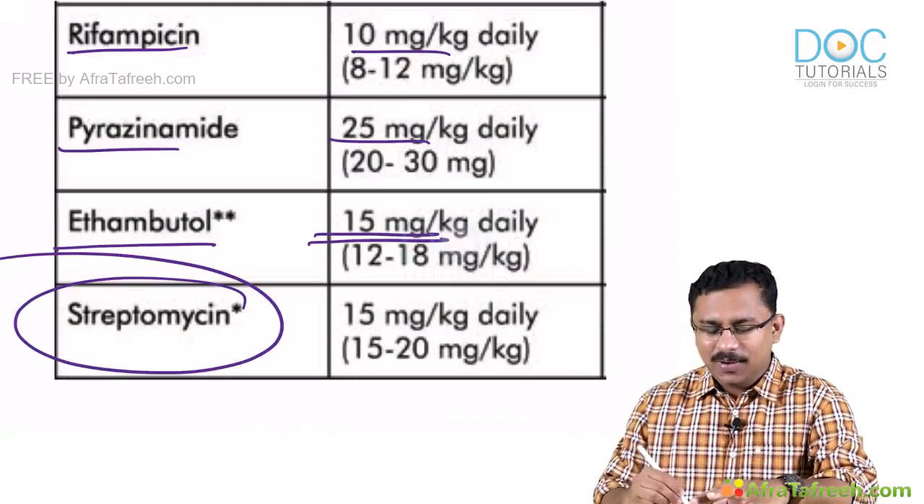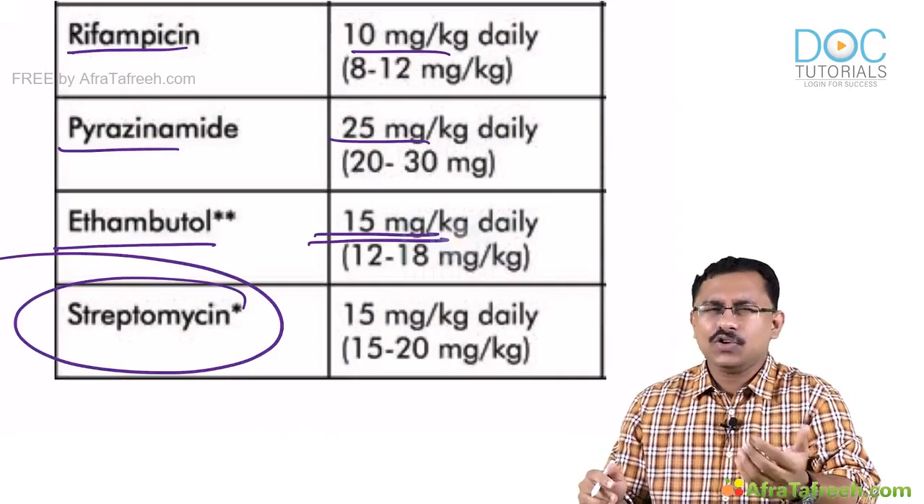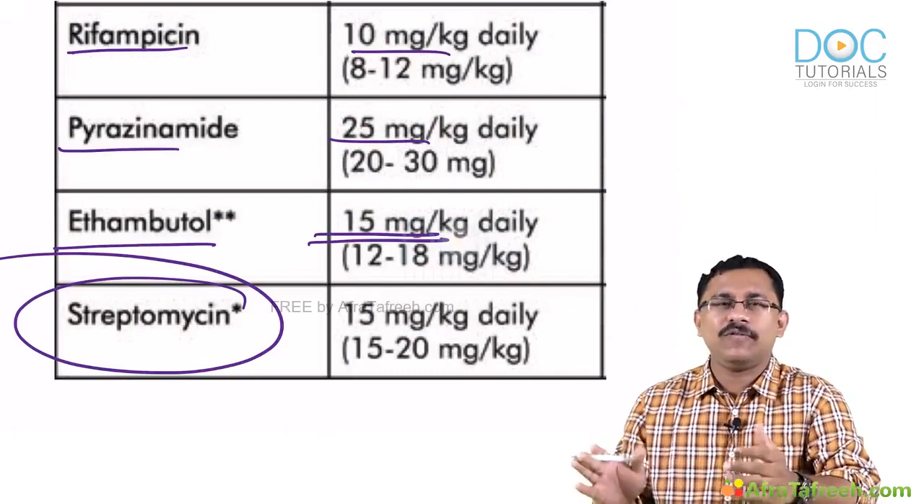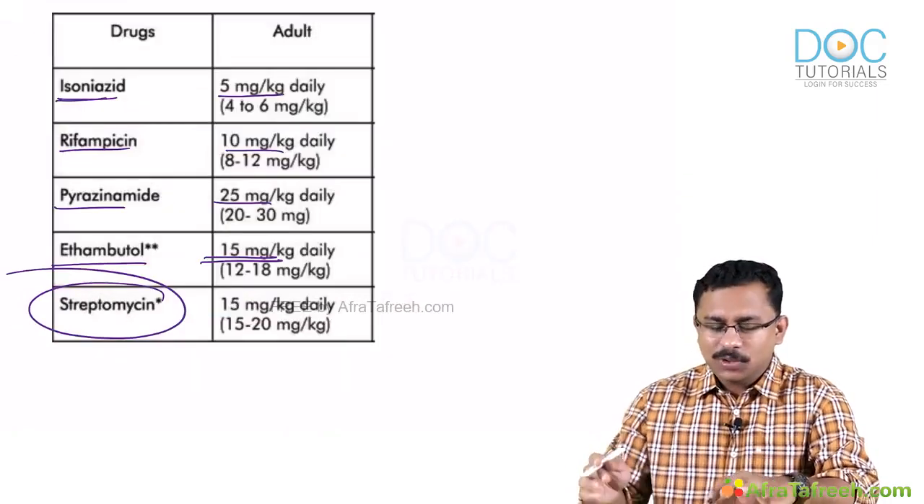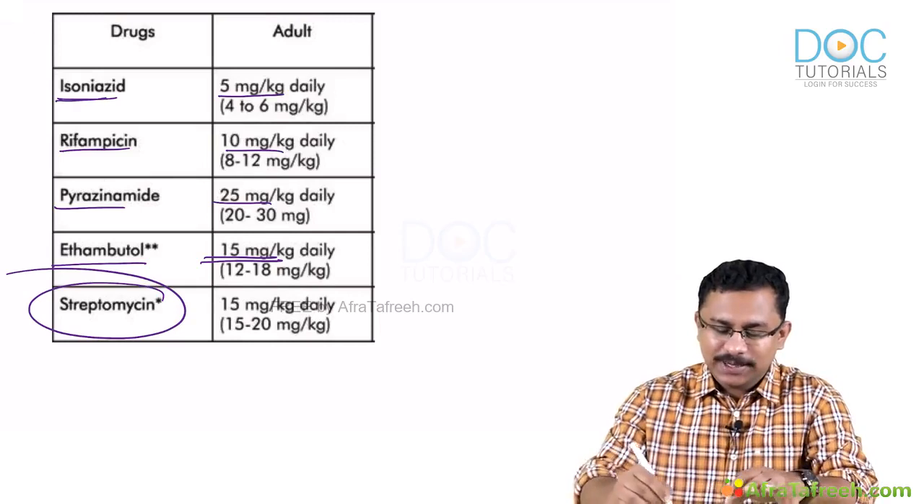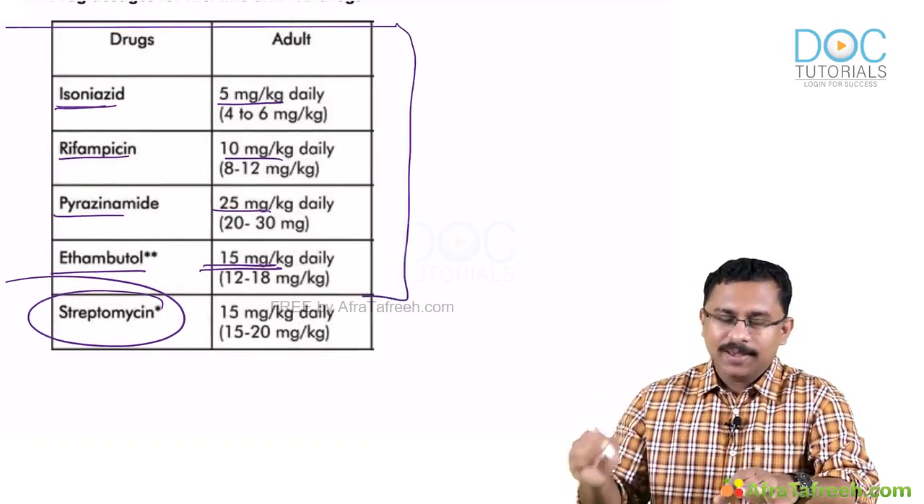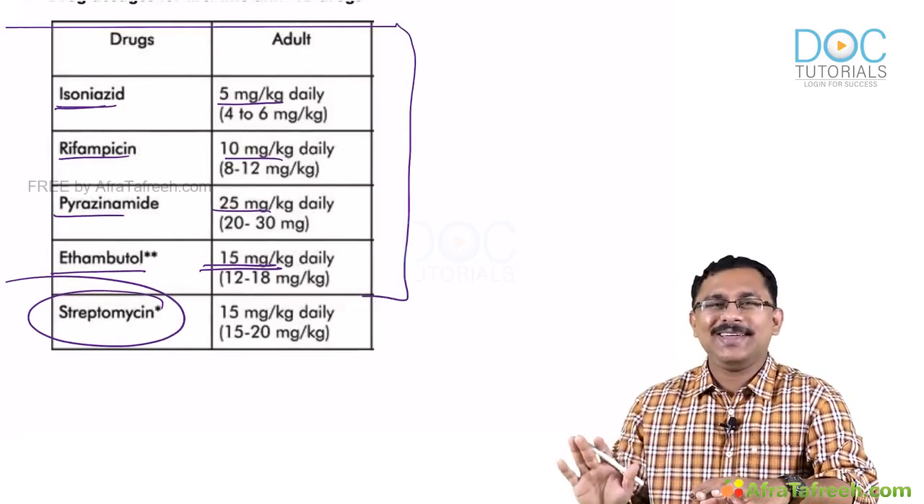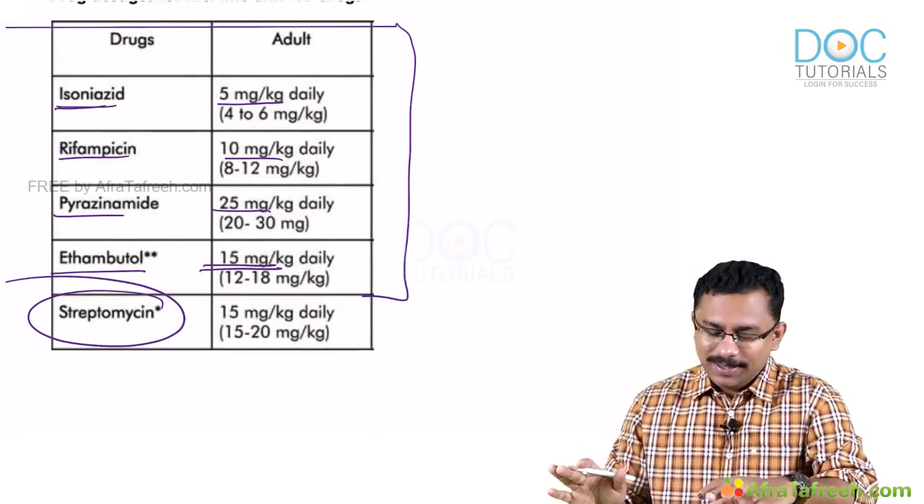Only in that scenario, and maybe some cases of tubercular meningitis as well, you might go for streptomycin. But mostly it is these first line agents that you will go for, okay? Very important. So you have understood the weight based dosing.